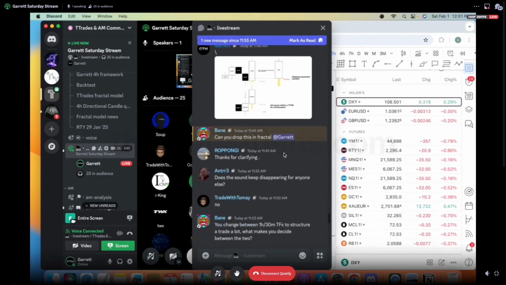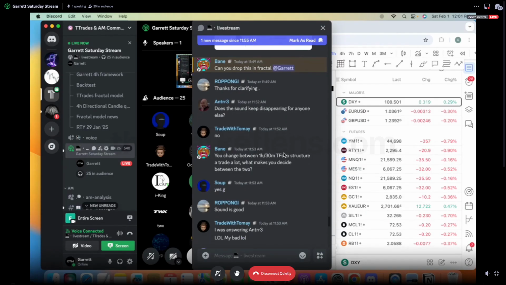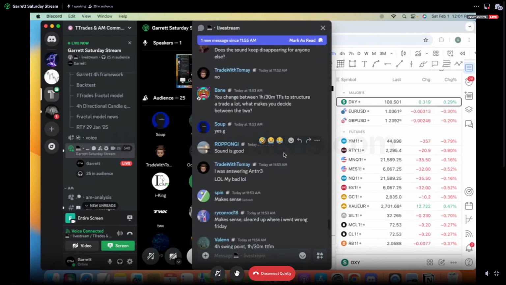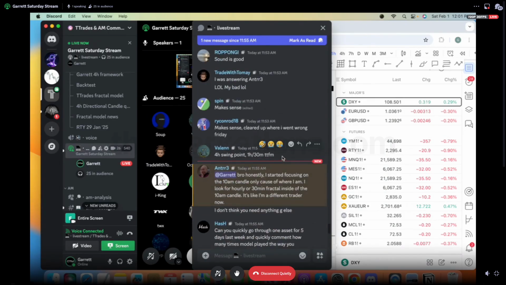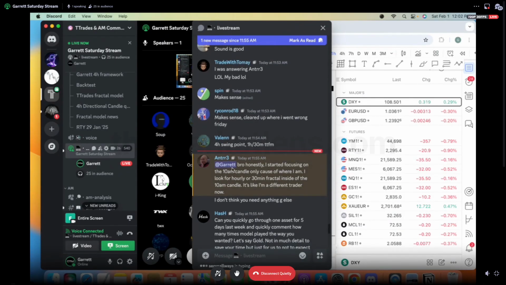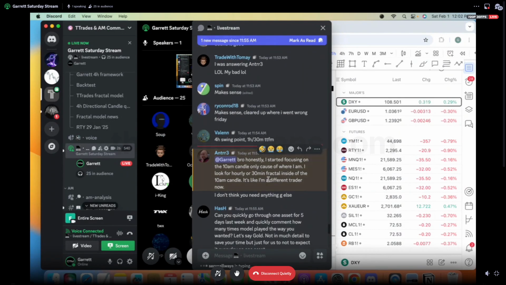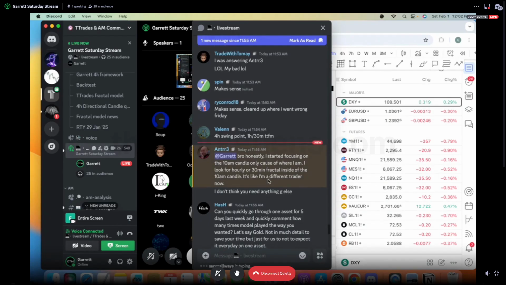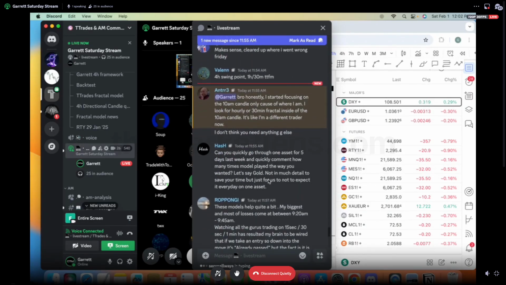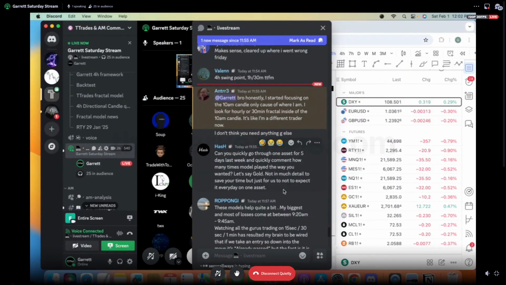Honestly, I started focusing on the 10 a.m. candle only because of where I am with hourly. Yeah, that's pretty much the model, one of the models. It's extremely good. The 10 a.m. candle is, if you look at my Twitter, almost all my trades are the 10 a.m. candle. Easiest to trade. It's so easy. And when you add it to the fractal model, it's just mechanical. You can't mess it up unless you got your bias wrong or something.